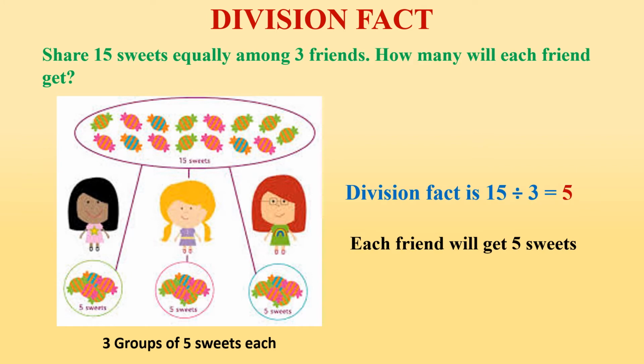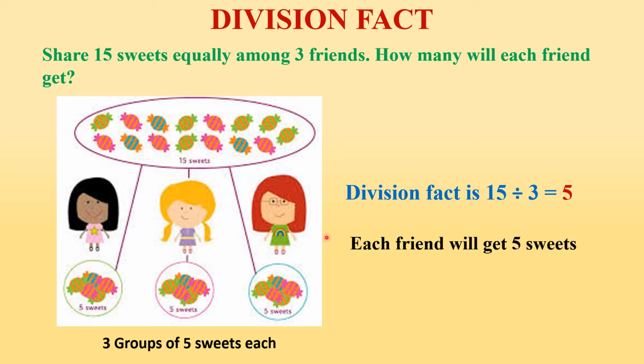Now another example: there are 3 friends who want to share 15 sweets equally among themselves. How many will each friend get? So here you can see the total number of sweets is 15 and the number of friends is 3. So each friend will get 5 sweets, and so 3 groups of 5 sweets each.